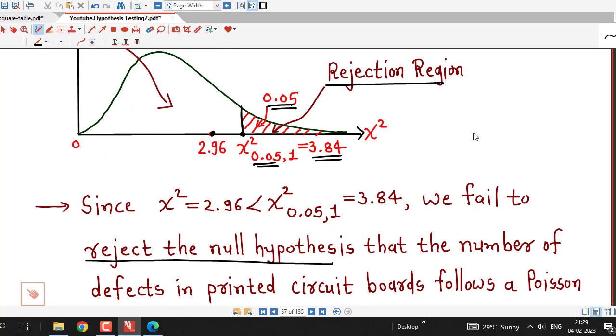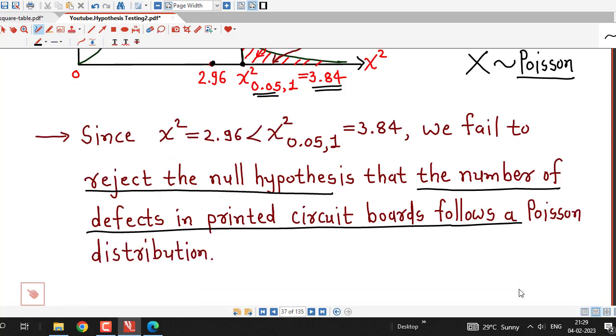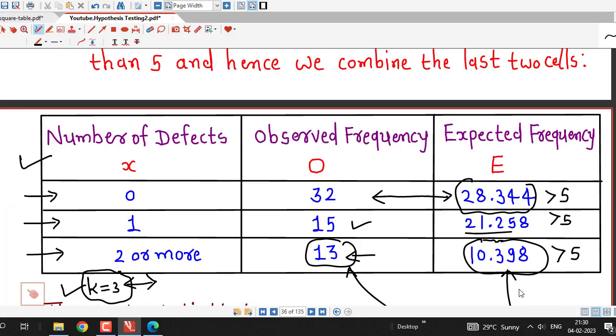And what was the null hypothesis? The null hypothesis is that the given population follows a Poisson distribution. The population of the number of defects is Poisson. So we are not able to reject the statement that the number of defects in printed circuit boards follows a Poisson distribution. So in this way we can perform the chi-square goodness of fit test.